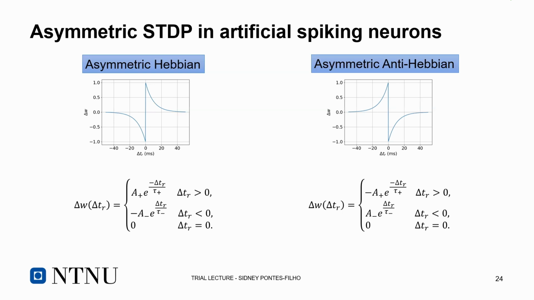And when delta T is less than 0, we have just the opposite from that formula. And when delta T equals 0, there is no change in that synapse. And for asymmetric anti-Hebbian, it is basically switching and inverting the signs. And then we have the function of that graph.